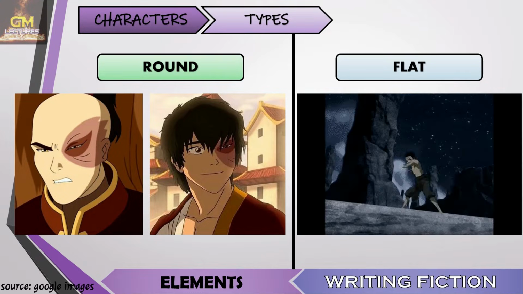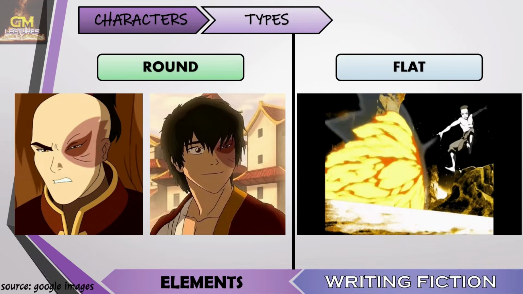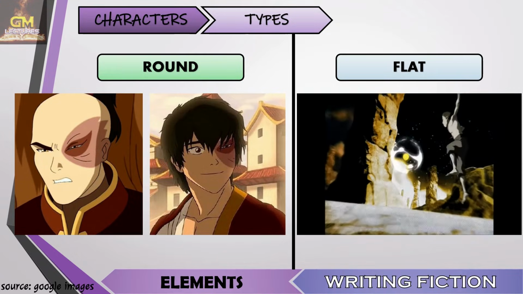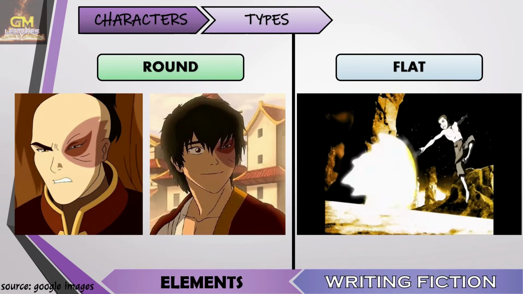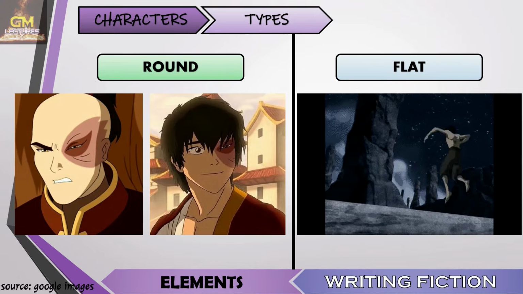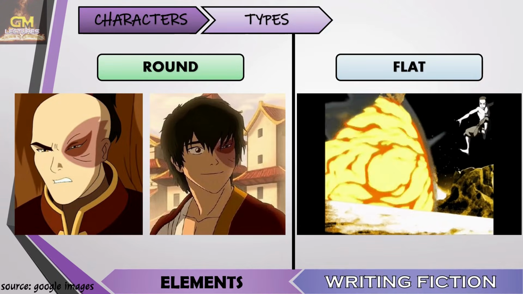Now, from the same series, an example of a flat character is the Combustion Man, as he is seen to be someone who is sort of the common villain that aims to stop Team Avatar from accomplishing their mission. At the end, he only lasted for simply one or two episodes, and after that, he was gone.